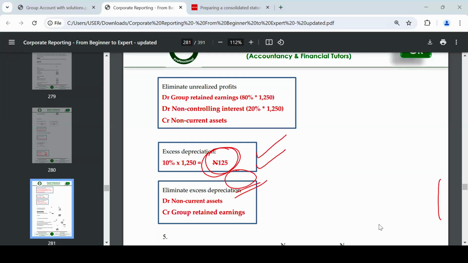Now, you will not write back all of the profit. You must take back this 125. So in taking it back, what do we do? We debit the non-current assets, and then we credit the group retained earnings. Is this clear? Is it clear to us? Yes, sir, we understand it.